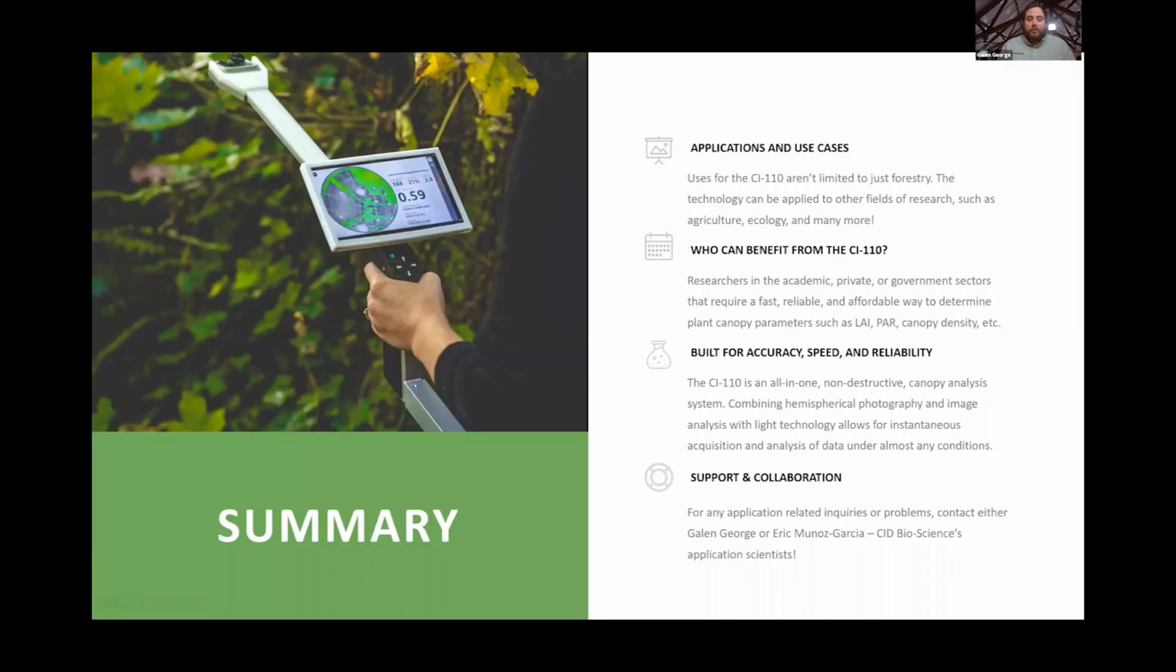Really, the point that we want to drive home today is that the CI-110 isn't just limited to the typical forestry application. It really can be used in such a wide variety of fields of research: agriculture, in that orchard setting that Brendon used it, hydrology and ecology, like how Derek was using it, and many more. And just because there might not be publications on it, as Brendon had experience with, on the use of it in an orchard setting, it really is still a useful tool to be able to use.